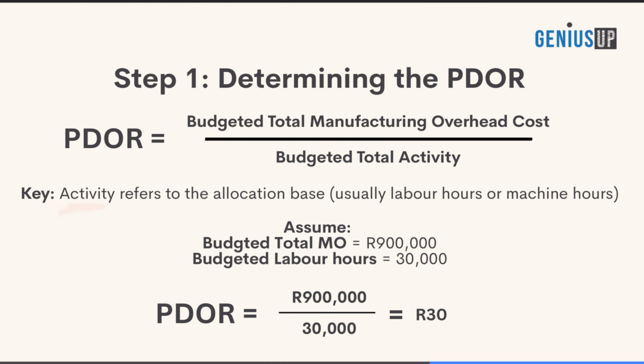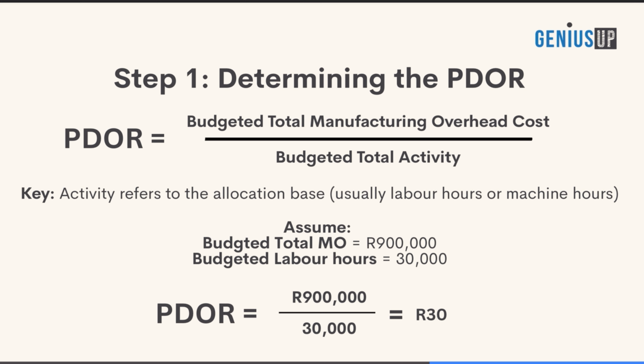So what do we mean when we speak of activity? Activity is basically what we refer to as the allocation base. It's usually labor hours or machine hours. So here we're saying we're taking the budgeted total manufacturing overhead costs for the year. We're dividing it by the budgeted total activity. It can be the budgeted total labor hours that we expect to use in the coming year across all our jobs, right? So this is what we refer to when we say activity. We're referring to the allocation base, and the allocation base is usually labor hours or machine hours. It can be something else, but most of the times these are the two most common allocation bases.